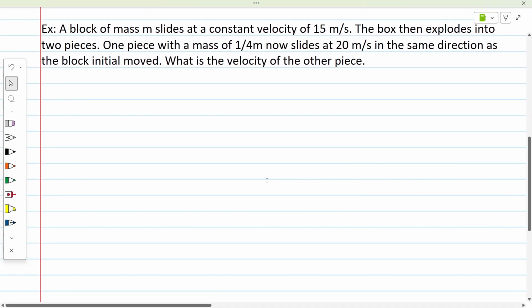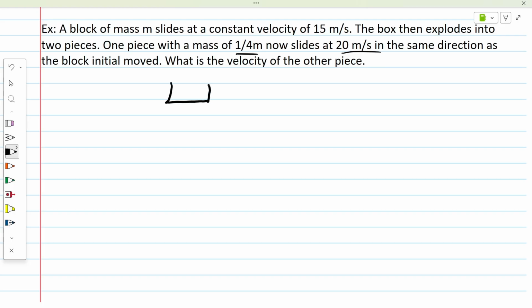So we have a block of mass m that slides at a constant velocity of 15 meters per second. The box then explodes into two pieces. One piece has 1/4 the mass and slides at 20 meters per second in the same direction as the initial block. What is the velocity of the other piece? Okay, so let's draw what we have, right?